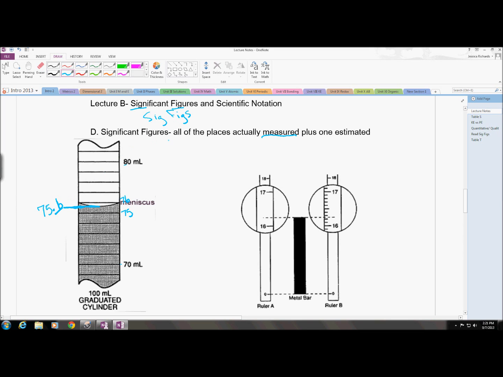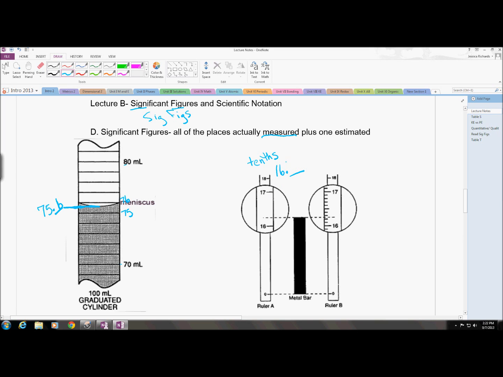The rule for sig figs is to use all of the actual places that are measured plus one decimal place that's estimated. So if the ones place is measured, you estimate the tenths. If we look at the two rulers, this first ruler is marked in ones. So 16, 17, and my measurement is somewhere in between. So I'm going to estimate to the tenths place on this ruler. So 16.2.